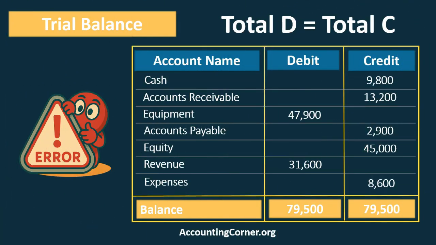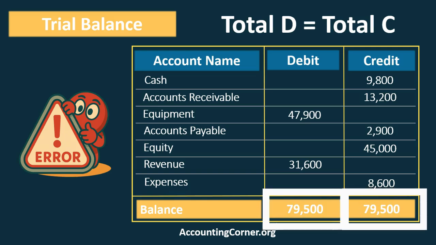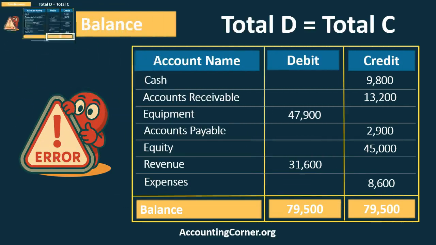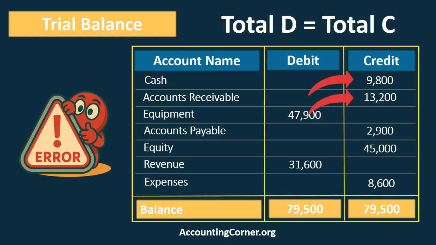Here we have a trial balance where the total debits and credits are equal. Both sides show $79,500. At first glance, everything seems fine. Let's take a closer look. What is wrong here? Cash and accounts receivable are listed on the credit side, even though both are asset accounts and should normally have debit balances.